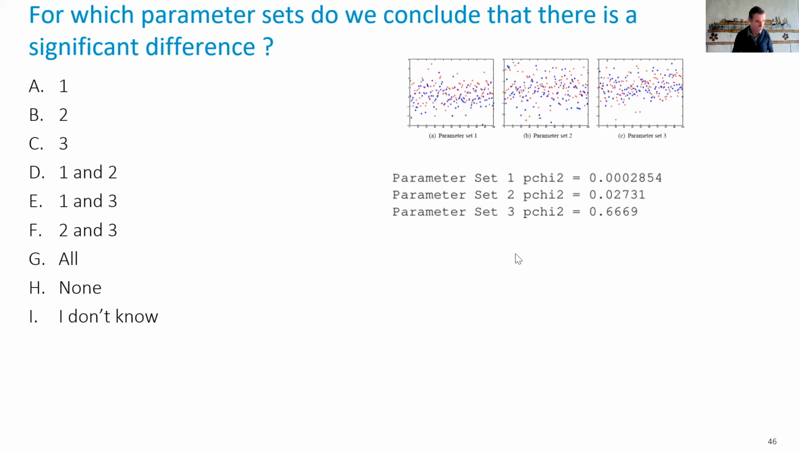We reject the null hypothesis when the p-values are small. So if we accept the standard value of 5% for statisticians, then we reject the null hypothesis in the first two cases. So we say there is a significant difference.